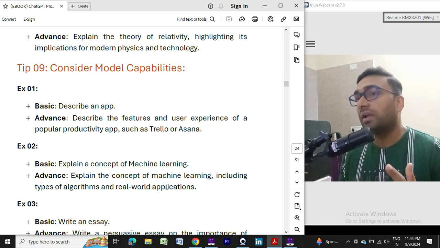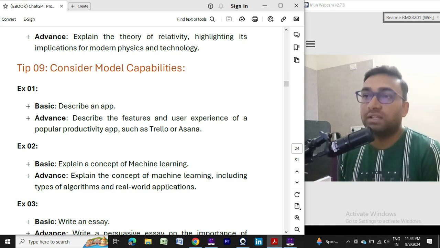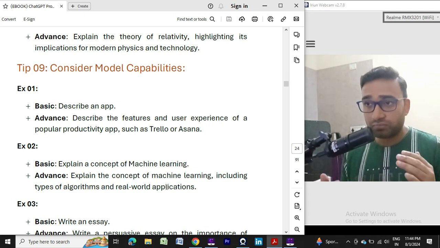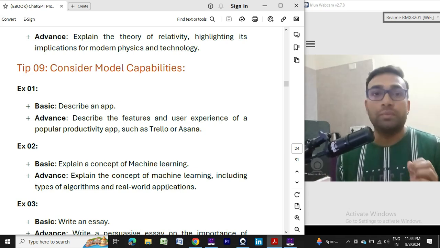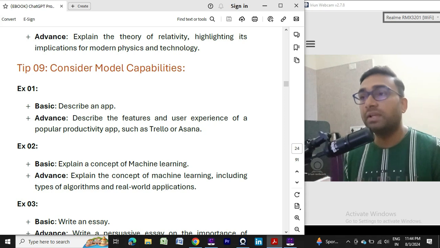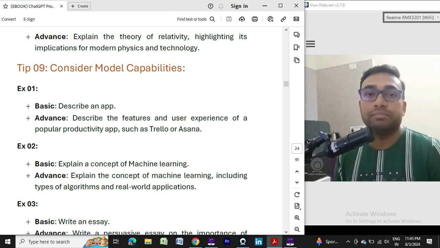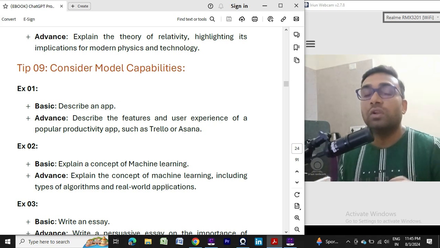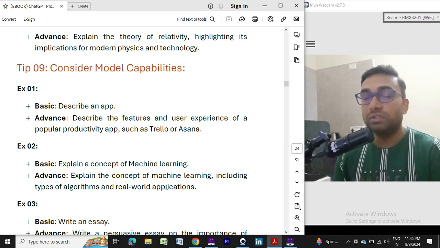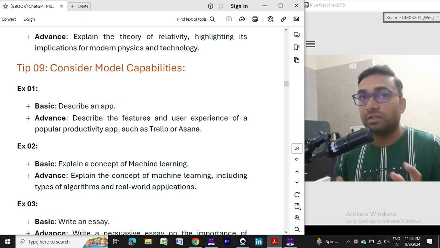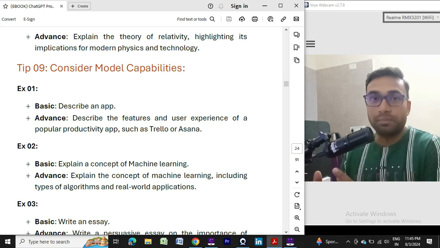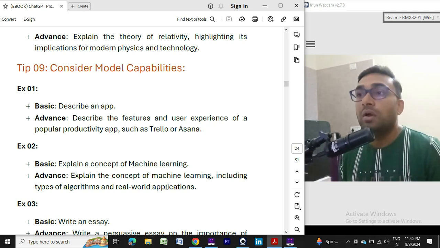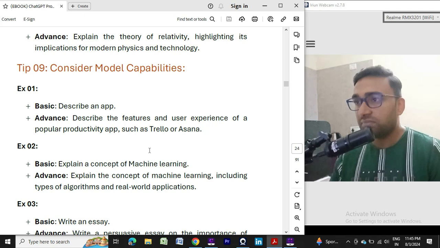For me, I can ask ChatGPT to describe the features and user experience of a popular e-com website such as Amazon or Flipkart. So I am modeling platforms which are already popular, or a person who is already popular in the field. Take the inspiration from that application or personality and provide me the details. That is what considering model capabilities means. We will see it practically.